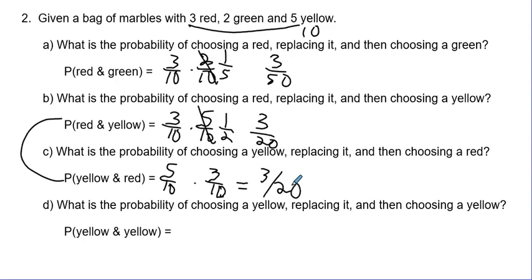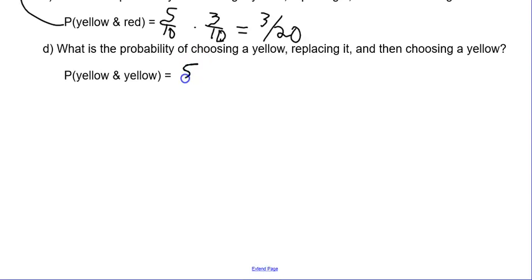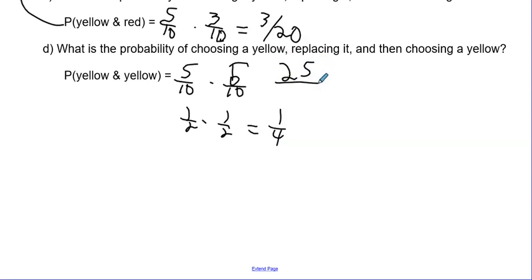Now, what about yellow and yellow? Well, that's 5 out of 10 times 5 out of 10. But remember, this is really just 1/2 times 1/2, which is 1/4. Now, if you didn't reduce it, it's okay. We talked about how you don't have to reduce. You could say 25 out of 100. It's the same thing. Makes no difference.